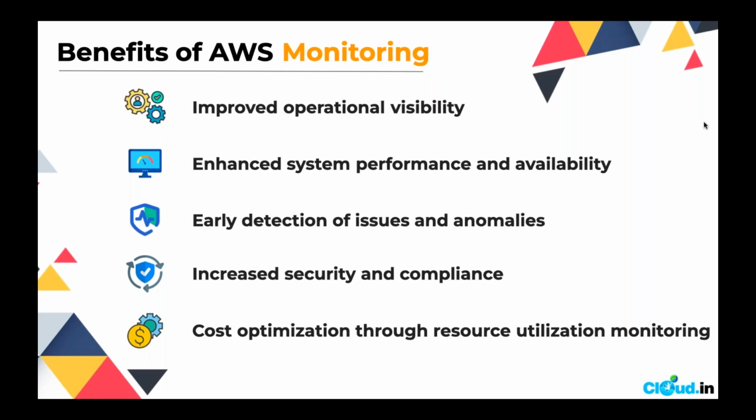Next comes the early detection of issues and anomalies. AWS monitoring allows you to set up alarms and notifications based on predefined thresholds and anomalies detected in your metrics and logs. This enables you to detect and respond to issues before they impact your users or business operations. This also minimizes the downtime and service disruptions. It's like having a warning system that helps you to avoid big problems before they happen.